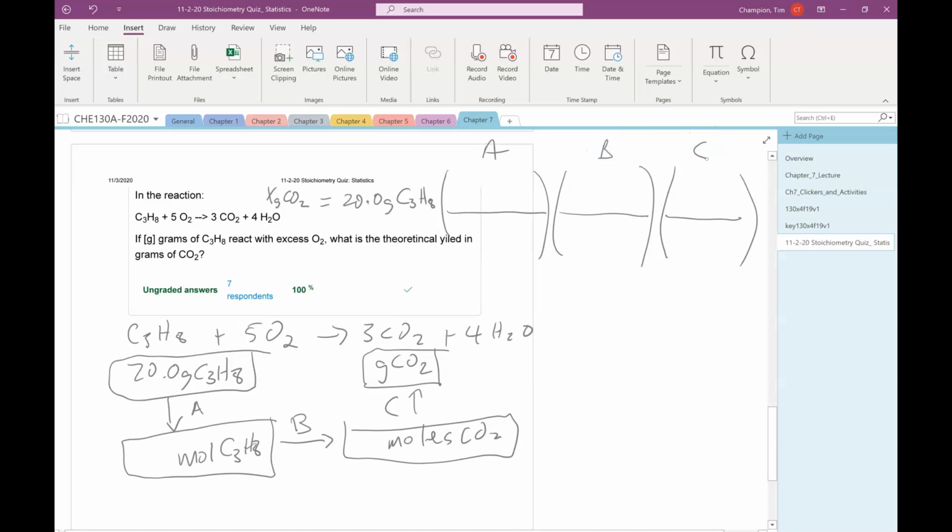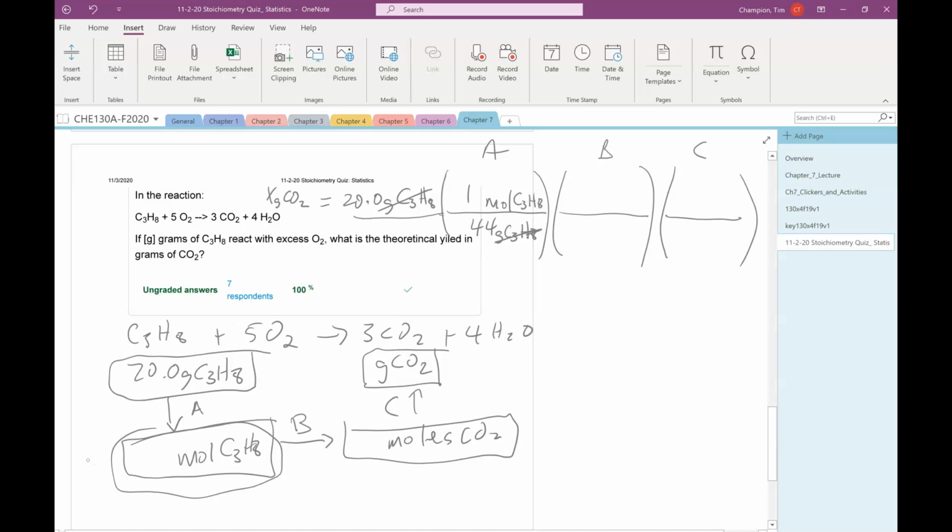So the first step, we're going to convert grams of C3H8 to moles of C3H8. And we worked out before that that's 44 grams of C3H8 in every 1 mole of C3H8. So grams of C3H8 cancel out, because that line down the middle means divide, and grams C3H8 divided by grams C3H8 is 1. That would get us to this box after A.